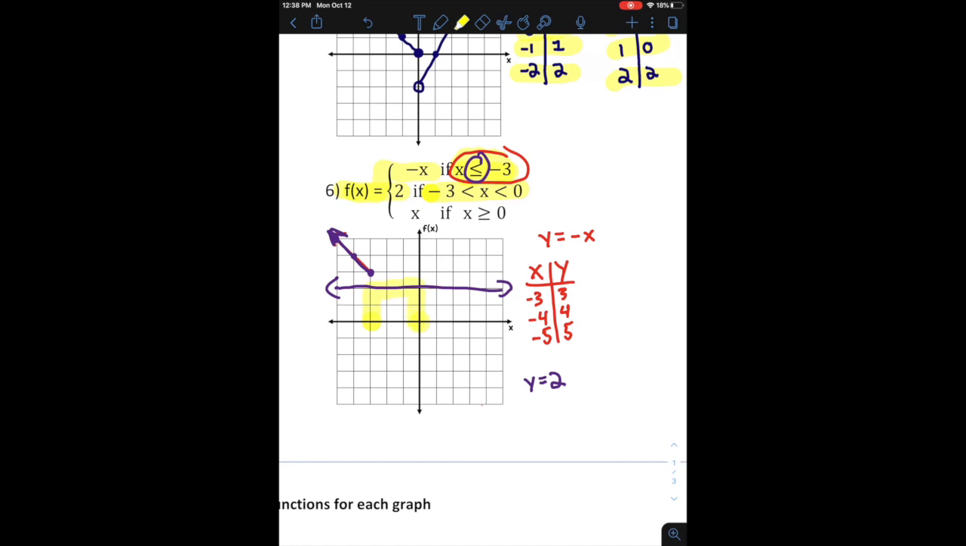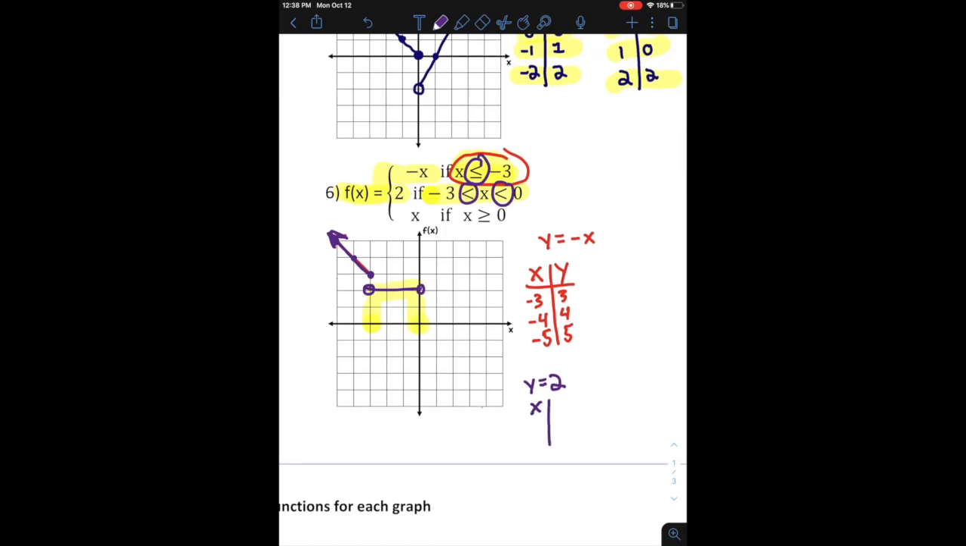Where is -3 and 0 on the number line? This is -3, this is 0, so they want this part of that line. They just want a piece of it. So what I'm going to do is erase the right side, erase the left side, and look to see open or closed circles. Since they're both just less than signs, they're both open circles, and that would be the piece that we want to graph. All right.